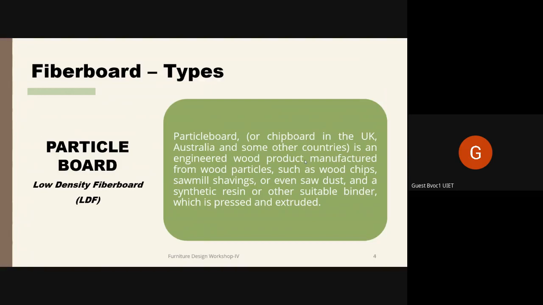So, particle board, the low density fiber board, is an engineered wood product manufactured from particles and sawmill shavings. So in this, we have wood chips, which are bigger in size. Sawmill shavings are also bigger in size, and even sawdust. So ultimately, the board that is created out of all of these things isn't very high in quality, and it is quite low in density. The most common use of particle board is in thumbtack boards or pin-up boards or easels or drawing boards.